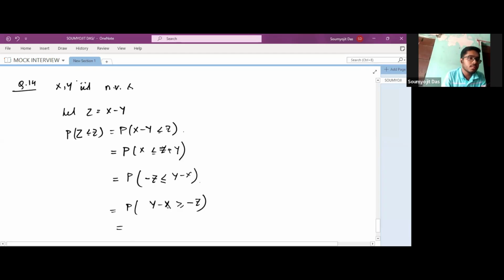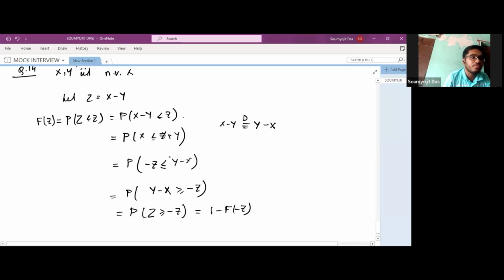And as x and y are IID, the distribution of x minus y will be the same as the distribution of y minus x. So here also we can say that z is greater than or equal to minus z, and this will be 1 minus F of minus z, and it is F of z here. So we can show that it is symmetric about 0.